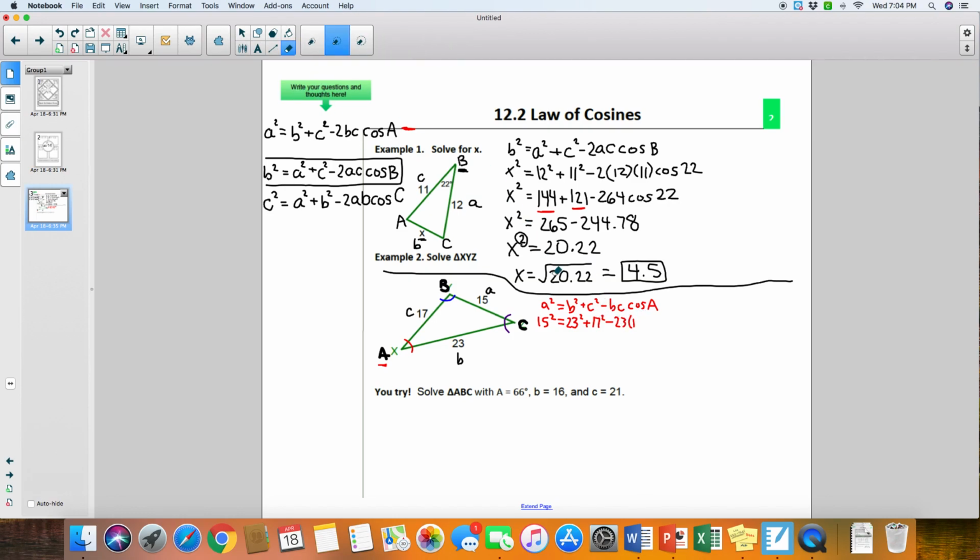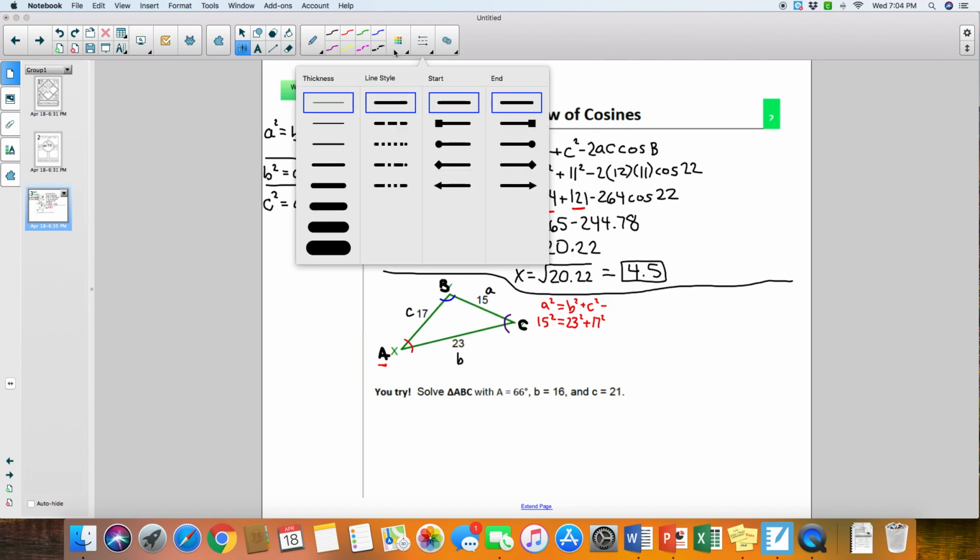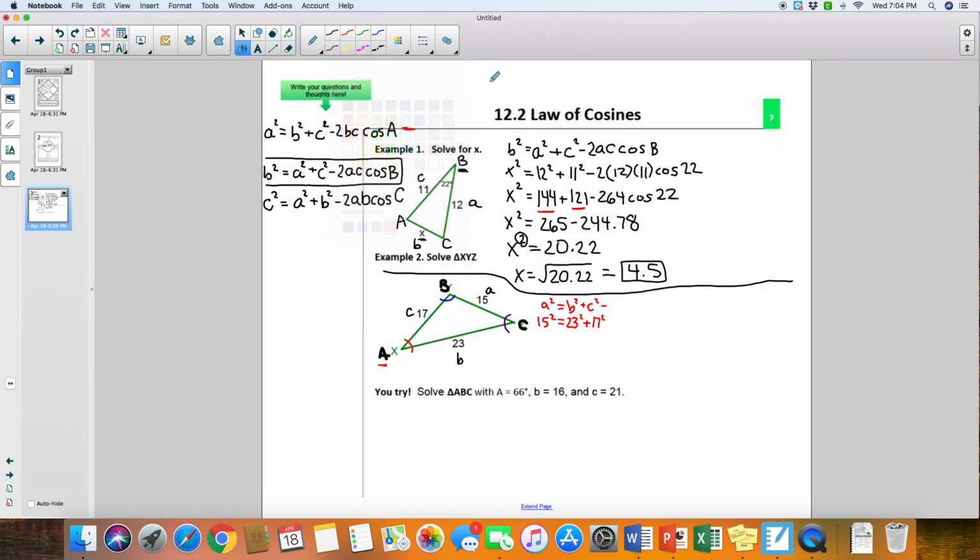So let me erase. I missed a part of my formula. This should have been minus 2 times bc. So make sure when you are copying that you copy the formula correctly and don't make the same mistake that I did. So that'll be 2 times 23 times 17, cosine A.